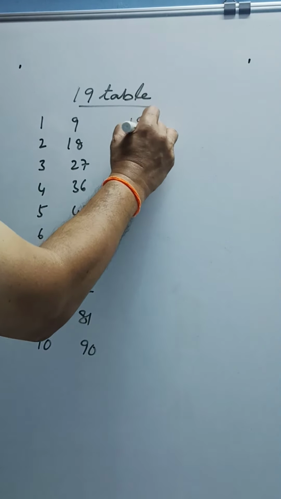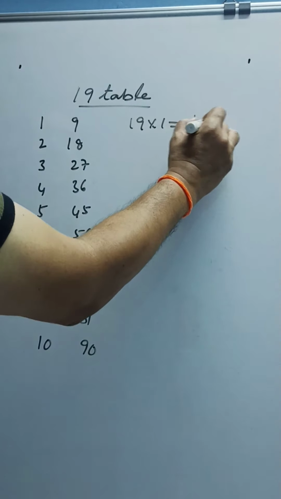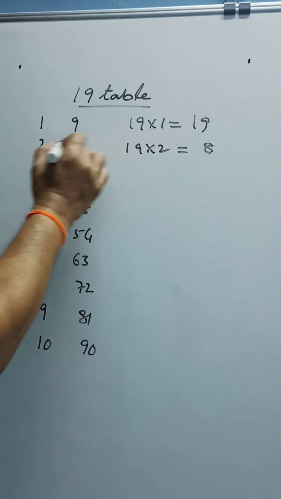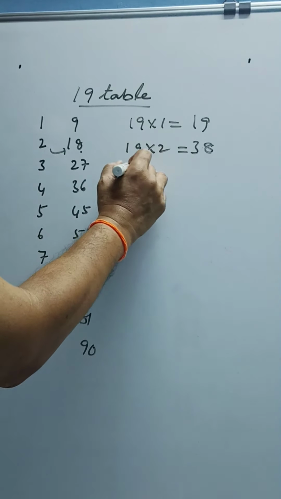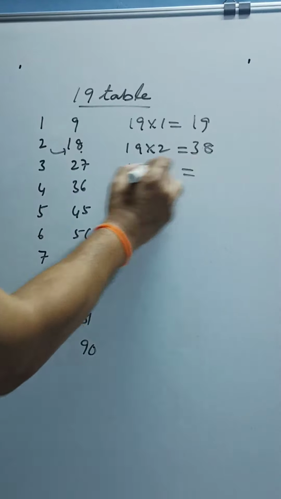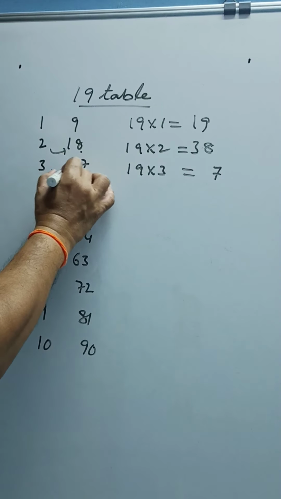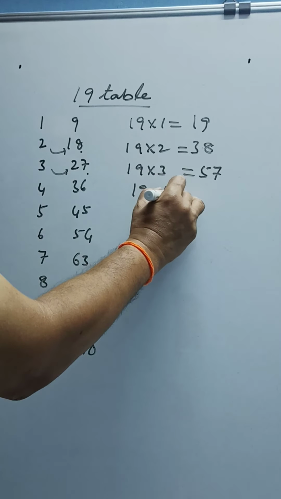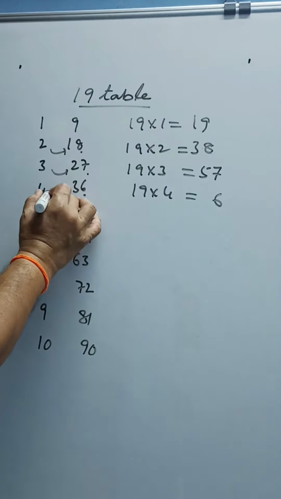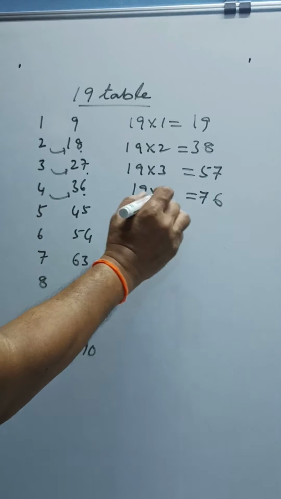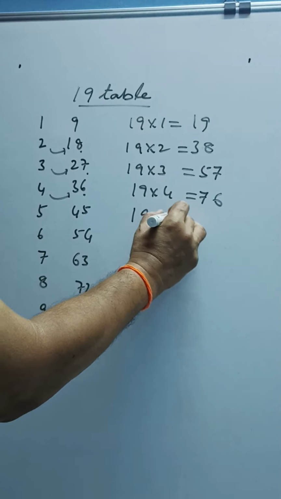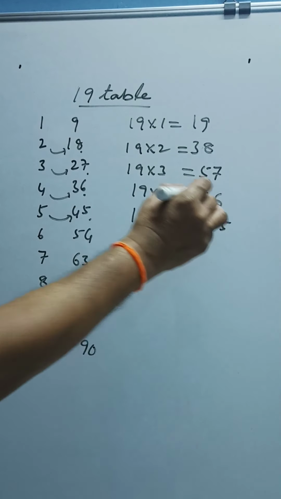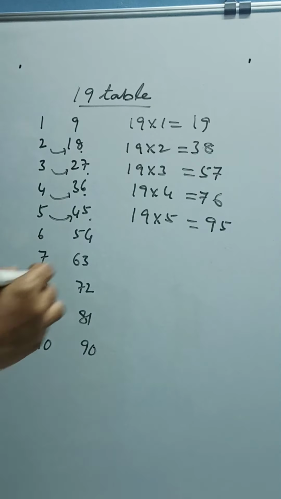Writing 19th table, 19 ones are 1 and 9, 19. 19 twos are 8 in the ones place and 2 plus 1 is equal to 3 in the tens place. 19 threes are 7 and 5, 3 plus 2, 5, 19 threes are 57. 19 fours are 6 and 4 plus 3, 7, 76. 19 fives are 5 in the ones place, 5 plus 4 is equal to 9 in the tens place, 19 fives are 95.